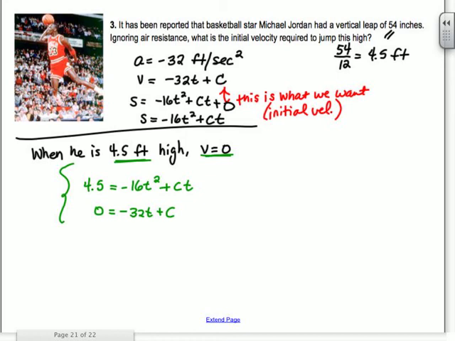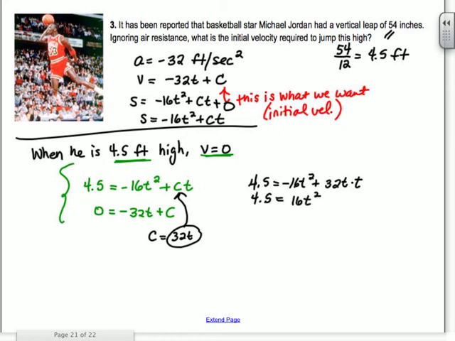All right, so you're going to solve for c. So you get c equals 32t. And you're going to take that c value and replace it in the other equation. So you get 4.5 equals negative 16t squared plus 32t times t. In other words, 32t squared. So you have 32t squared minus 16t squared, so 16t squared.